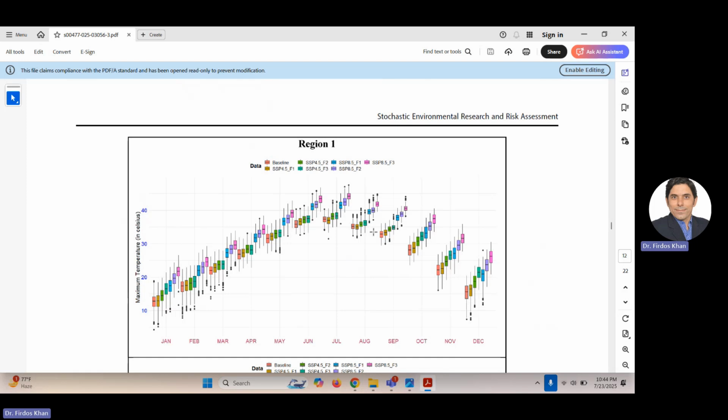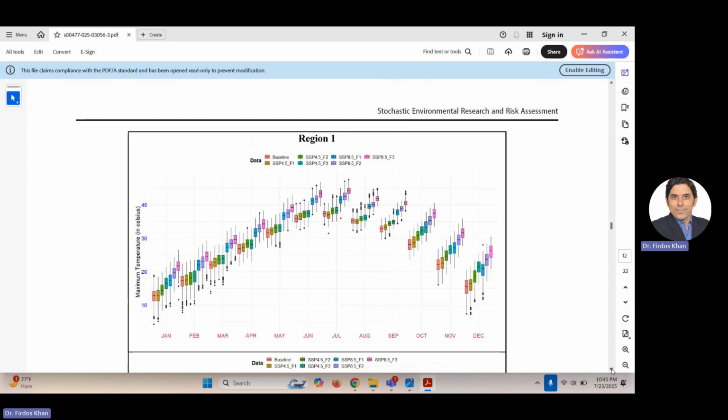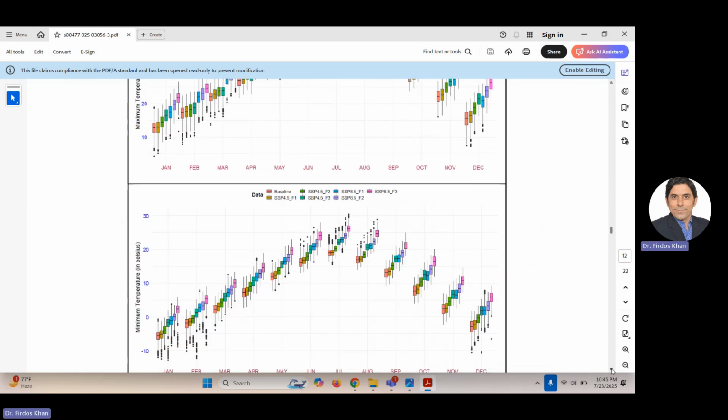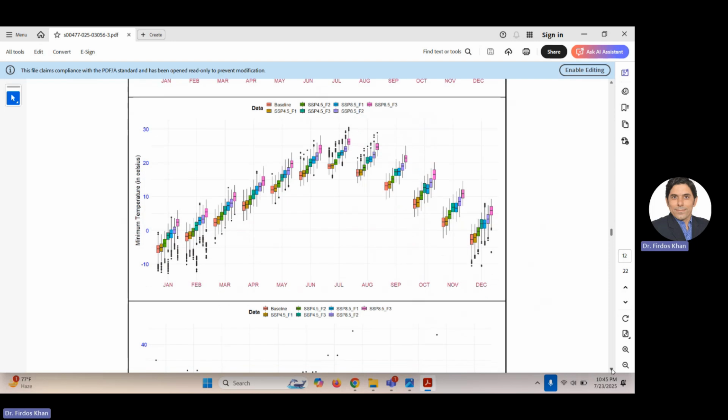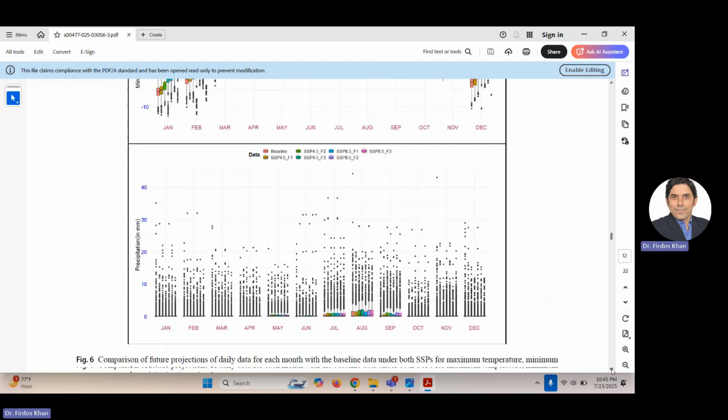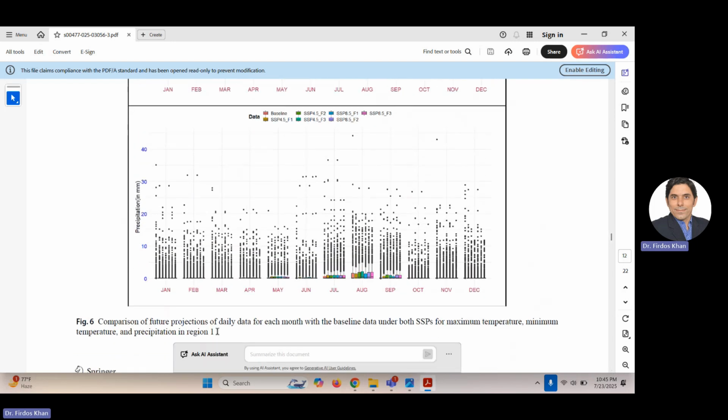You can see what is happening to the maximum temperature in each month for the 28 years. Each data is for 28 months. Like the June data is for 28 June for the baseline and 28 June for each future and each scenario. You can see what is happening to this data in the future. Similarly, this is minimum temperature, and now the precipitation. This is the precipitation, and this is of course at region 1, zone 1.